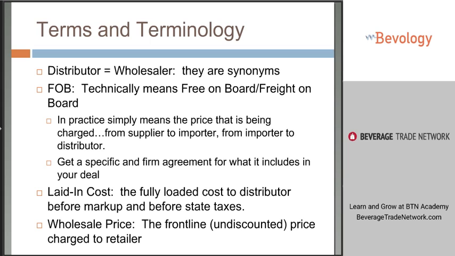FOB is a term that gets used and misused a lot. And in fact, doing some research on it, I found it's got two different definitions. One is called free on board, and the other one is called freight on board. And in practice, basically what it means is it's the price being charged from the supplier to the importer. And then another use of that term is from the importer to the distributor. And you'll see in the price structure that I'm going to show you in a moment where those come in.